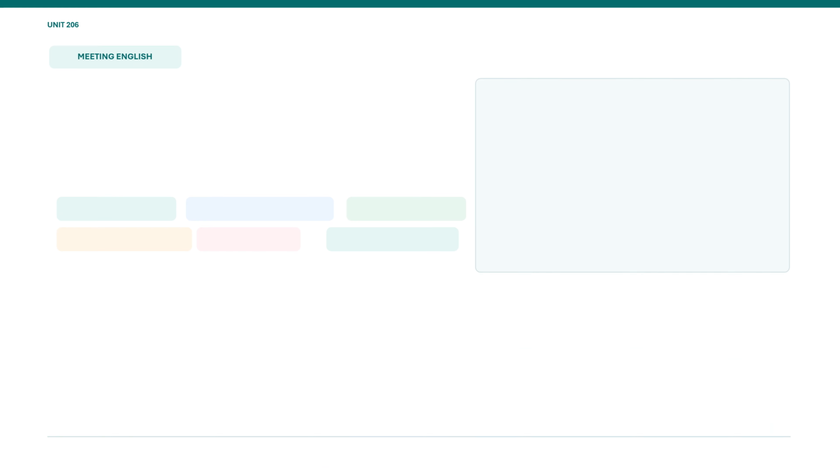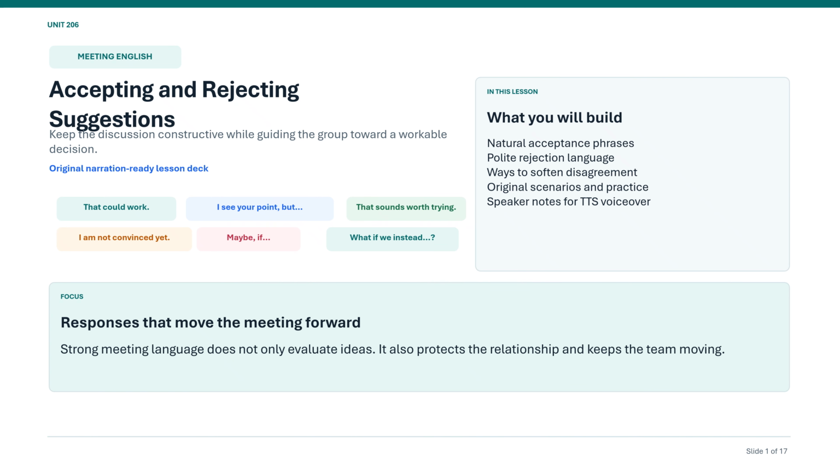Welcome to Unit 206, Accepting and Rejecting Suggestions. Keep the discussion constructive while guiding the group toward a workable decision. In this lesson, we will build a practical phrase bank, study the tone behind the language, and practice with original meeting examples. The goal is not only to sound correct. The goal is to sound calm, clear, and easy to follow in a real discussion.